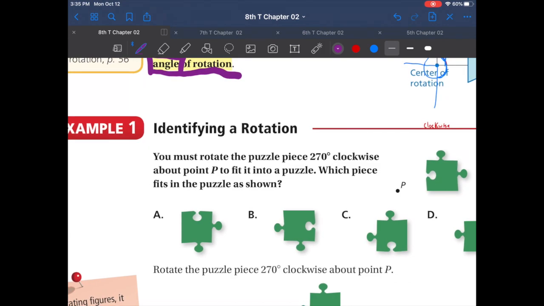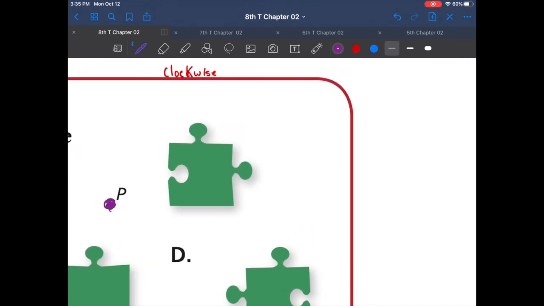It says you must rotate this puzzle piece 270 degrees about point P. Well, here's point P. We're talking about that question right there to fit in the puzzle. Which piece fits in the puzzle as shown? So if this was our original shape, and we have to go like the clock, which is that way. So if it went 90 degrees, my new shape would be like this. So it rotated once, okay? So this would be at 180 degrees.